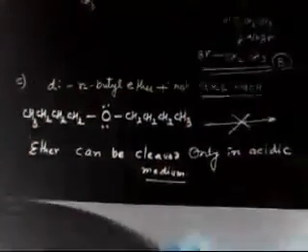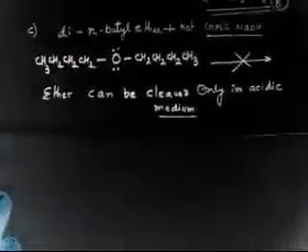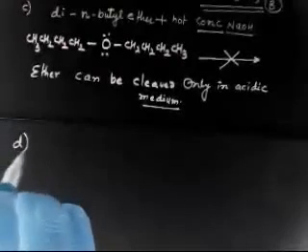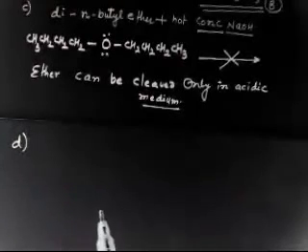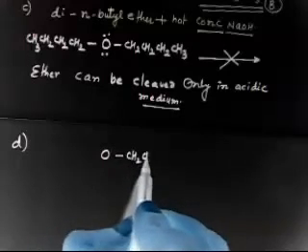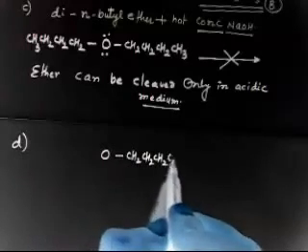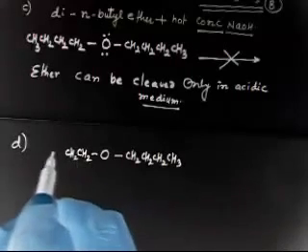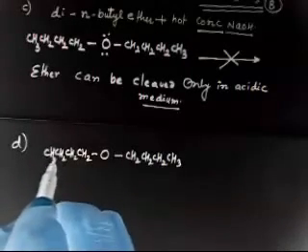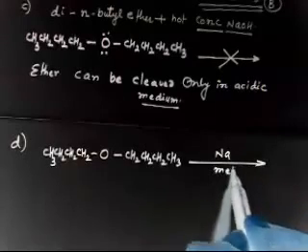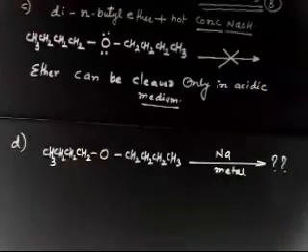So let us say you have the next reaction. This reaction also you have to remember. So you have D part. This time you have di-n-butyl ether plus sodium metal. So let me write di-n-butyl ether. So this is CH2 CH2 CH2 CH3. This side also you have the same thing, CH2 CH2 CH2 CH3, di-n-butyl ether. And if I treat this with sodium metal, what will be the product?